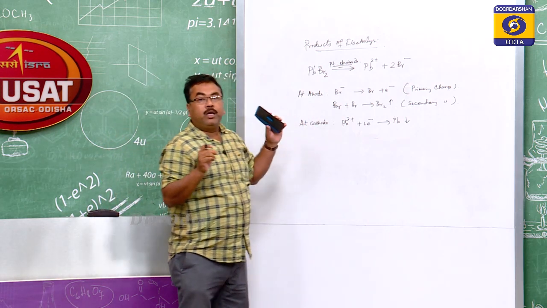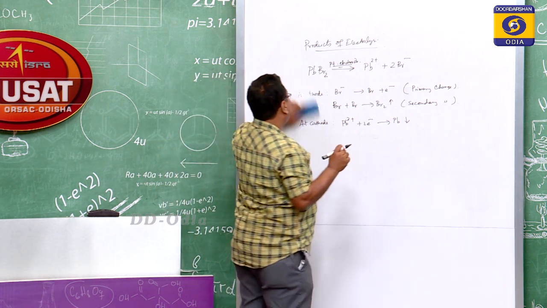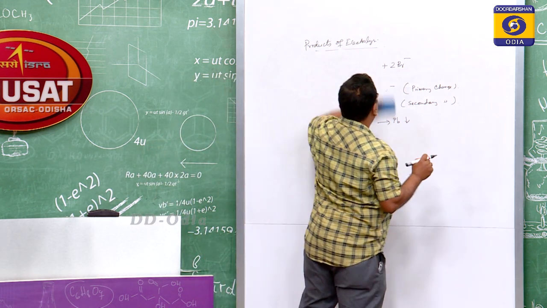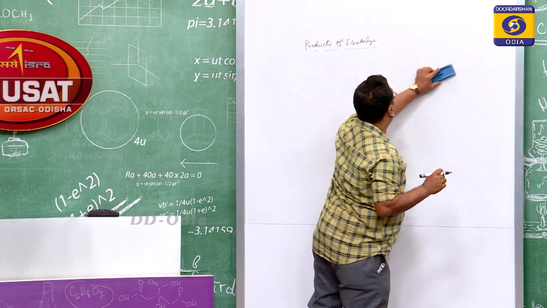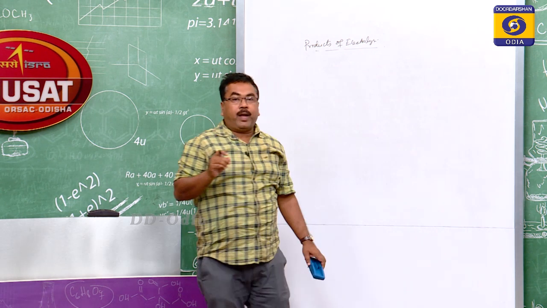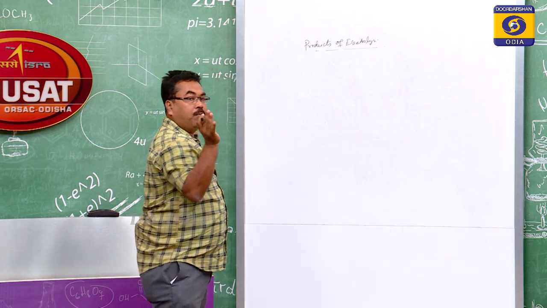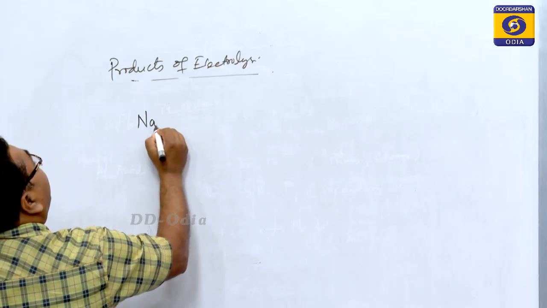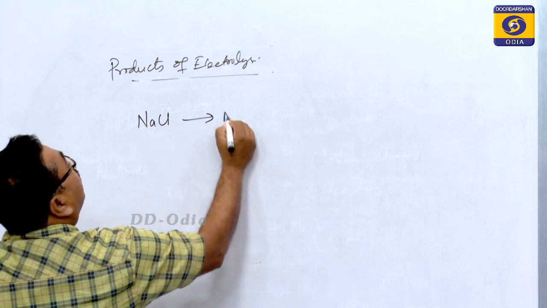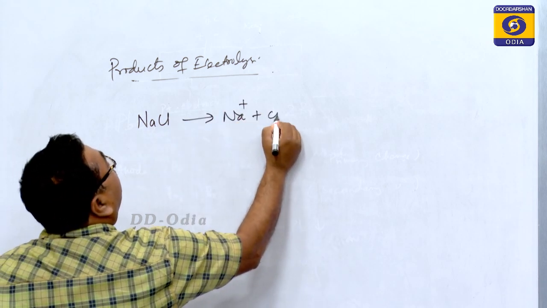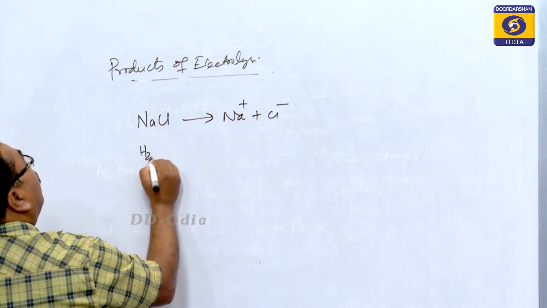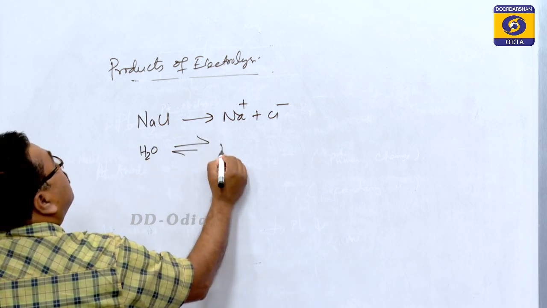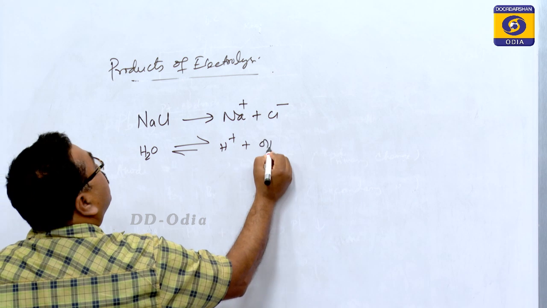So, that is electrolysis of brine. What is brine? Brine is a dilute solution of sodium chloride. First we shall do it with a platinum electrode. Here sodium chloride will ionize as sodium ion and chloride ion, and water will ionize as H plus and OH minus.